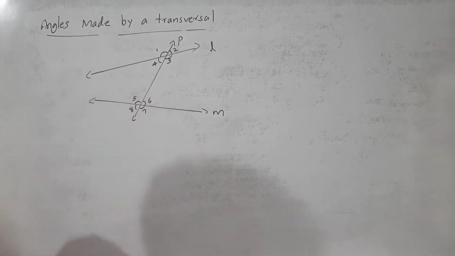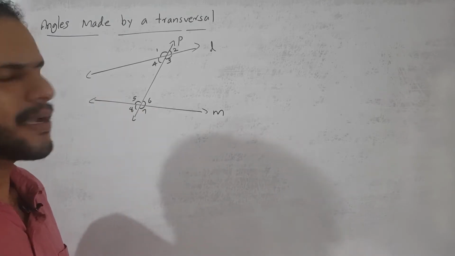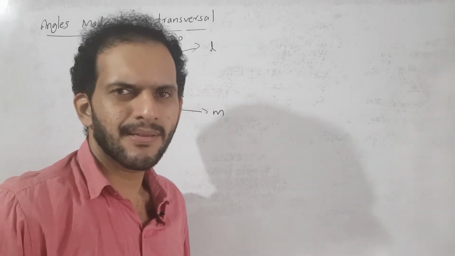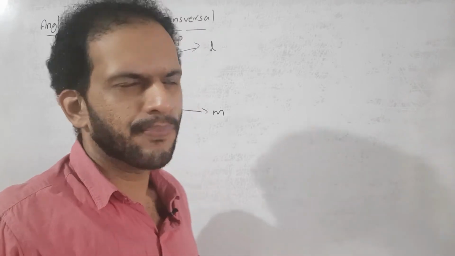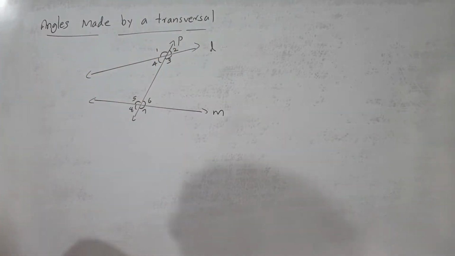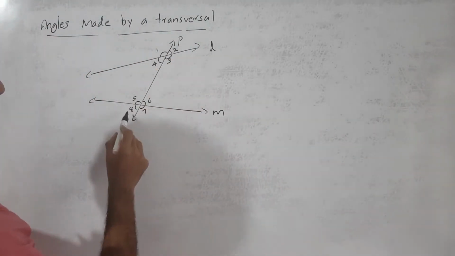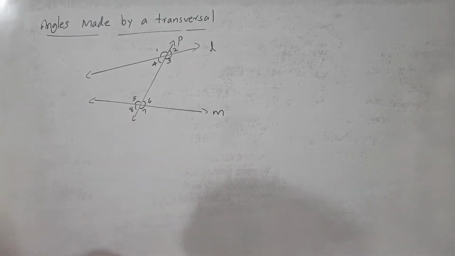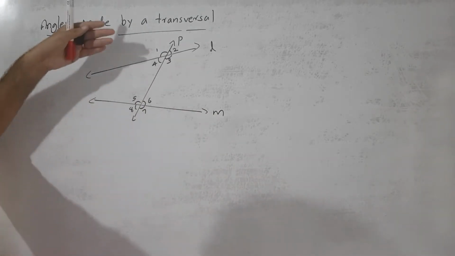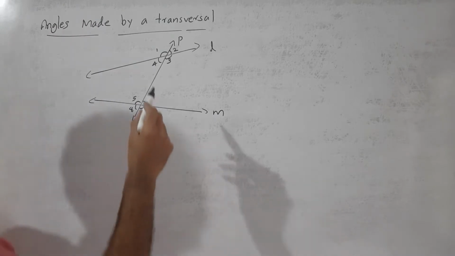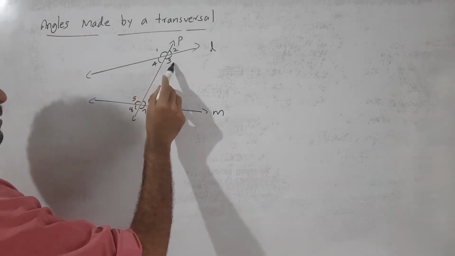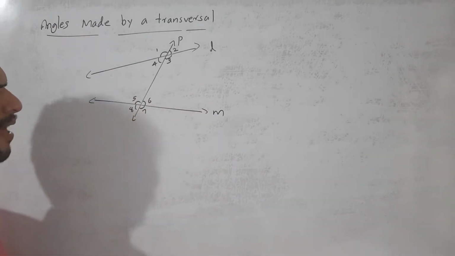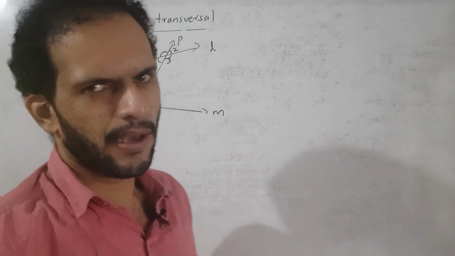Okay, so always, if a transversal intersects two lines, there exist how many angles? 8 angles. In these 8 angles, 1, 2, 8, 7 are like the exterior of the lines, correct? The outside of the lines. Then the angles 4, 3, 5, 6 are like the interior of the lines.